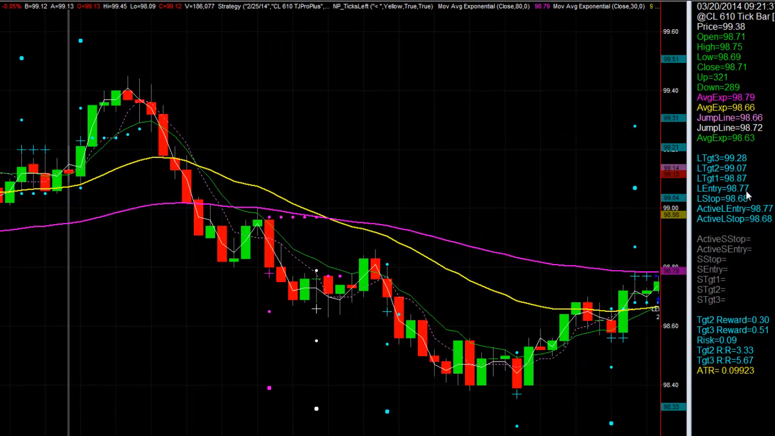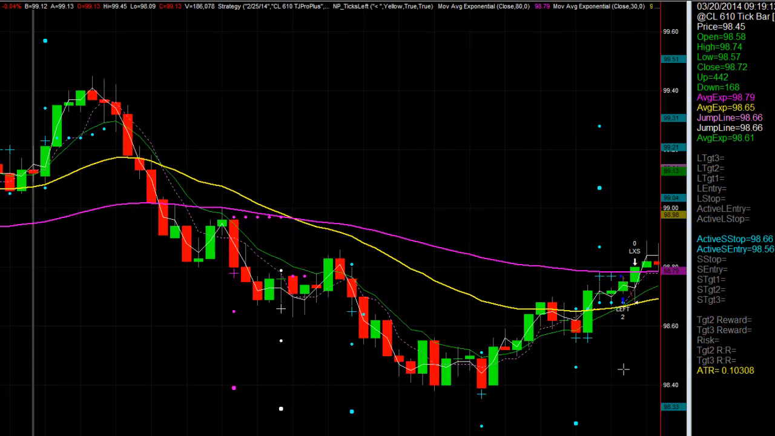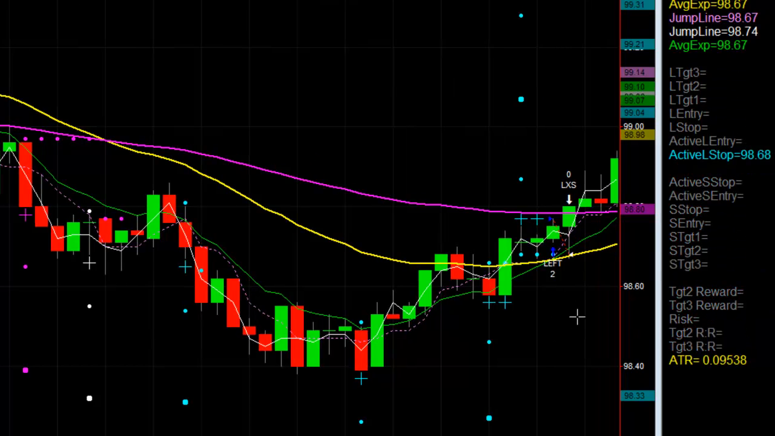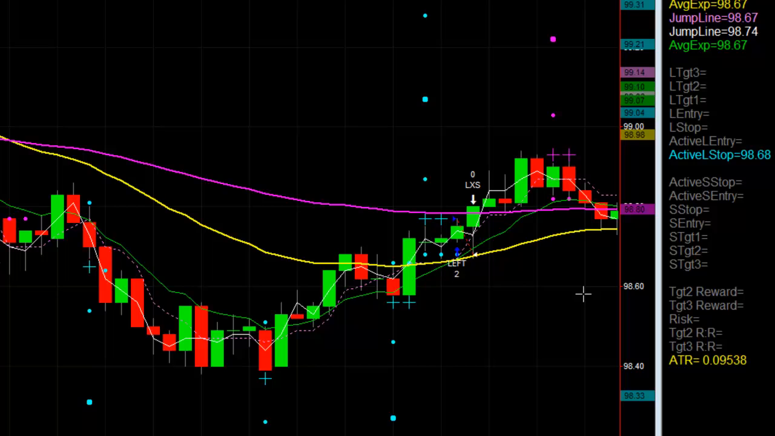We got long at 98.77, and this was a small little trade which quickly turned around and stopped out. So the first trade was actually a losing trade this morning, and it lost 9 ticks per position. Like normal Trend Jumper trade plans, we're going in with 2 positions, one to the fixed target, which was the middle target, and the second one to trail.